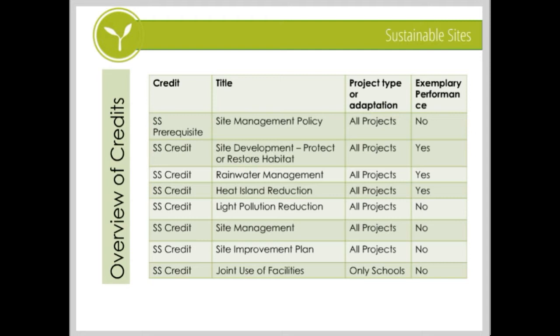Not all credits apply for all project types or project adaptations. As you can see, credits 1 through 6 are adaptable for all project types, whereas credit 7, joint use of facilities, is only applicable to school projects. I have also included a column that will say whether the credit is eligible for exemplary performance. I would recommend memorizing these credits as well as the exemplary performance thresholds. We'll explain them all today.